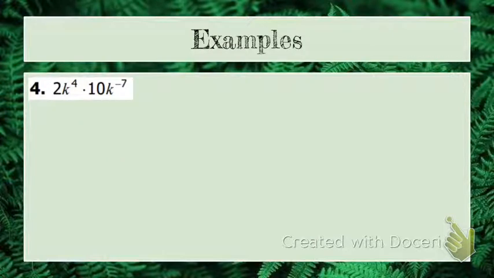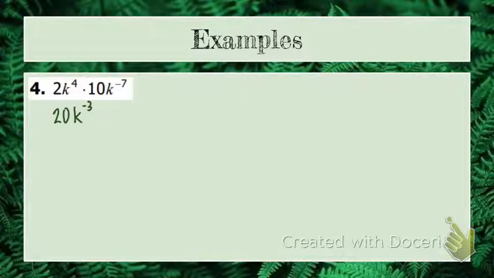This is the last example I'm going to do on this section of the worksheet. So this is just multiplication. So we are going to multiply the coefficients. 2 times 10 is 20. And then k to the 4th times k to the negative 7th. Remember, we add exponents whenever we are multiplying. So 4 plus negative 7 is negative 3. So we have k to the negative 3rd.